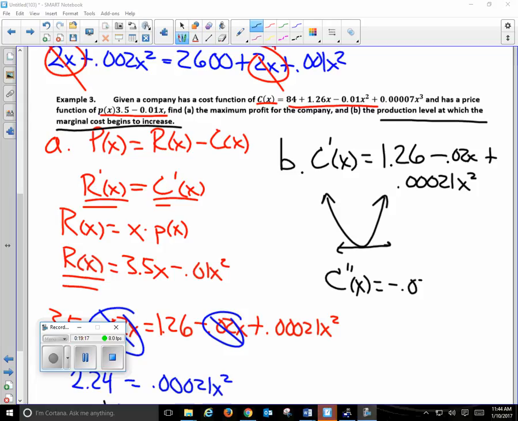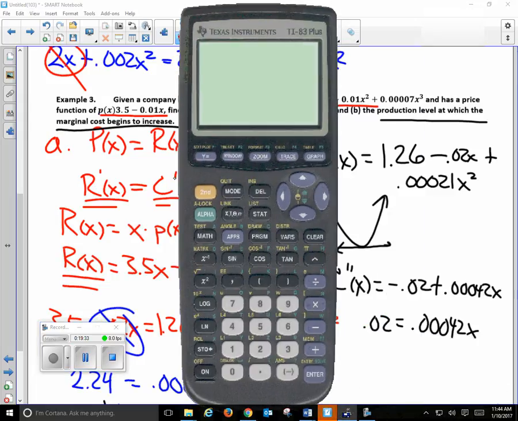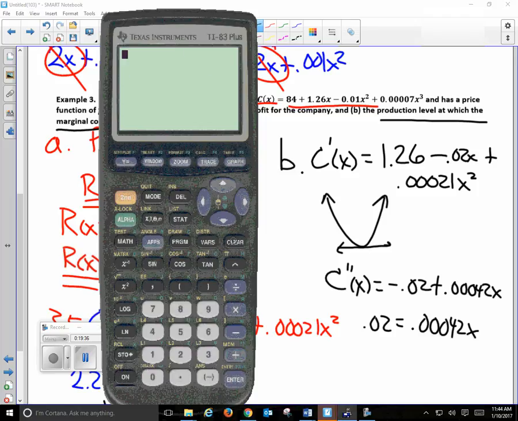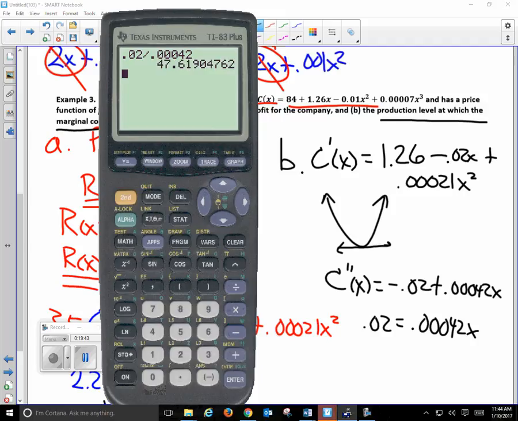Negative 0.02 plus 0.00042x. Solve that. 0.02 is equal to 0.00042x. Divide both sides by 0.00042. And I get 0.02 divided by 0.00042, which is 47.62. So 47.62 units is when the marginal cost begins to go back up.